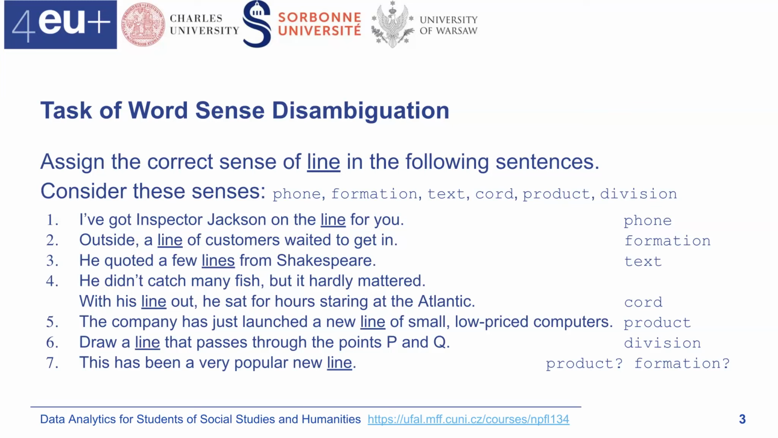The task of word sense disambiguation is important, for example, for machine translation, or every time we want to understand the semantics of a document, of a text. To understand it well, we should recognize the correct senses of the words.